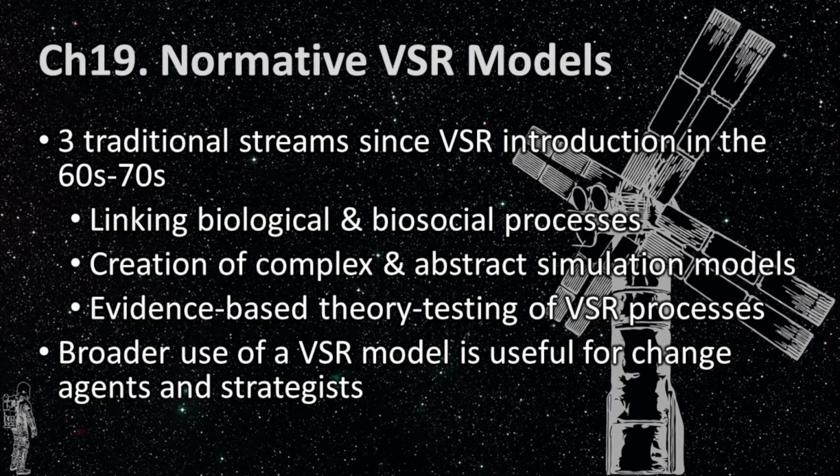Chapter 19 introduces a new model to complement the evolutionary work done since the 1960s and 70s. Traditionally, there were 3 streams of evolutionary work done. The first linking biological to biosocial processes of change, the second creating complex and abstract simulation models of evolution, and the third using data to test the evolutionary theories of change processes. This chapter asserts that the evolutionary model can be a practical way of formulating and implementing organizational change agency and strategy.